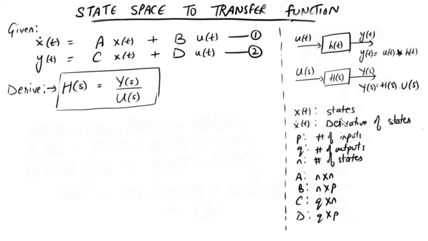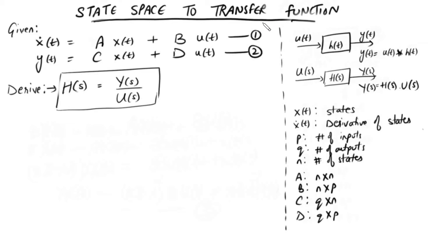X of t is the states of the system. X dot is the derivative of states. P, Q, and N are number of inputs, outputs, and number of states respectively. A, B, C, and D are matrices, and these are the dimensions of these matrices. Okay, let's finally proceed to deriving the transfer function from equation 1 and equation 2.